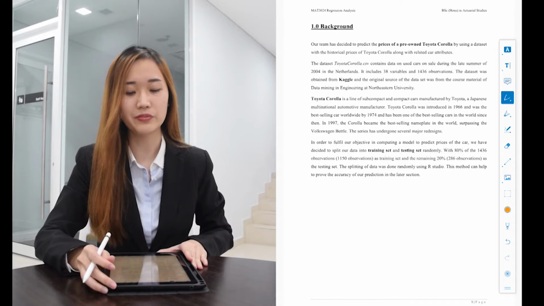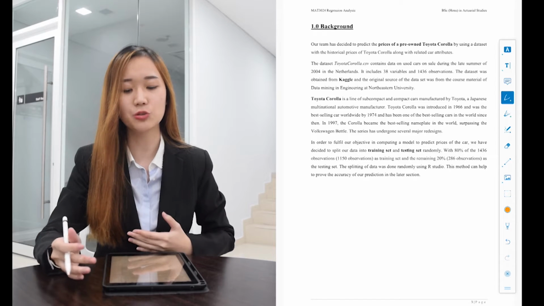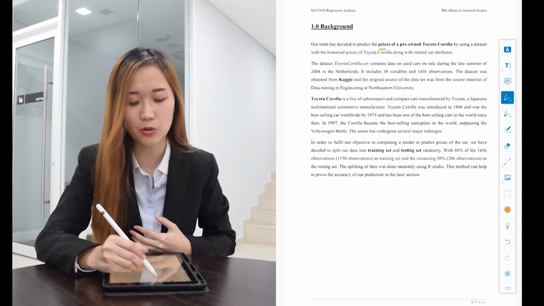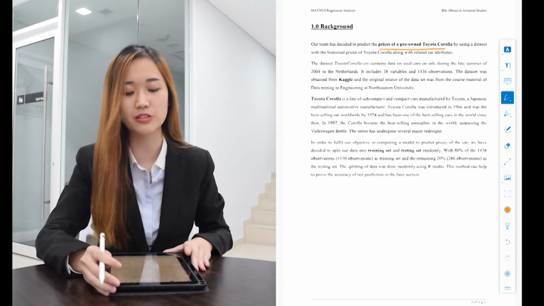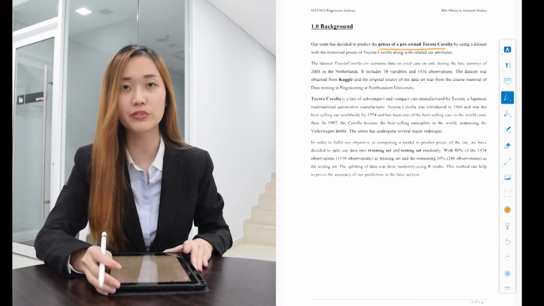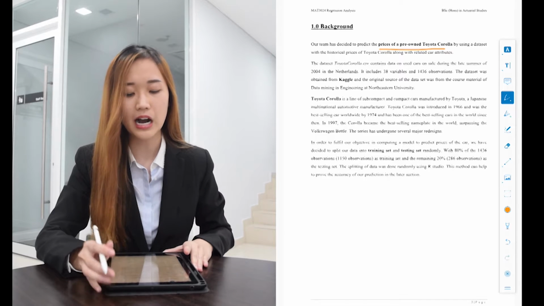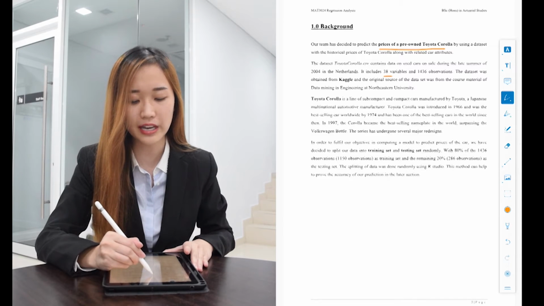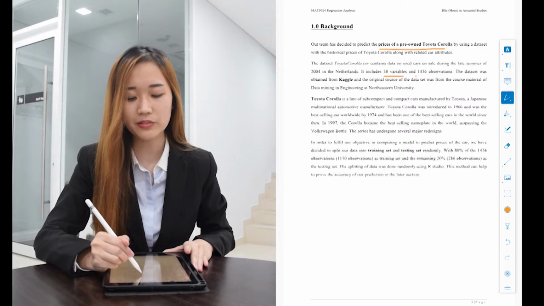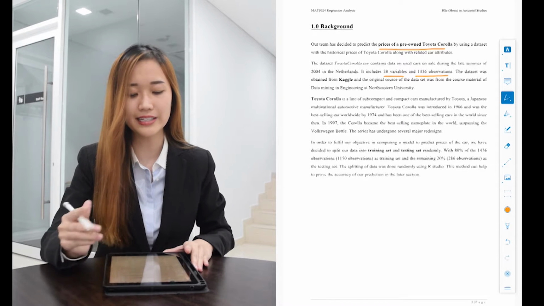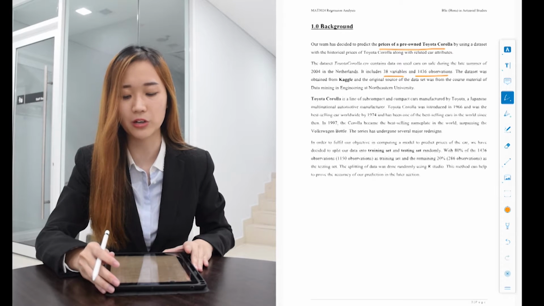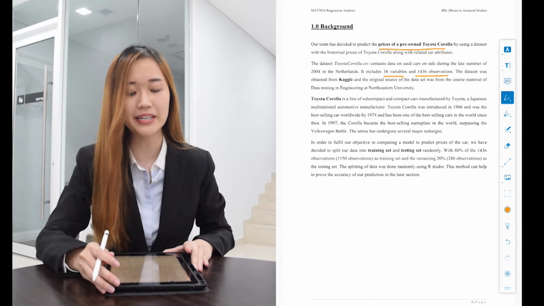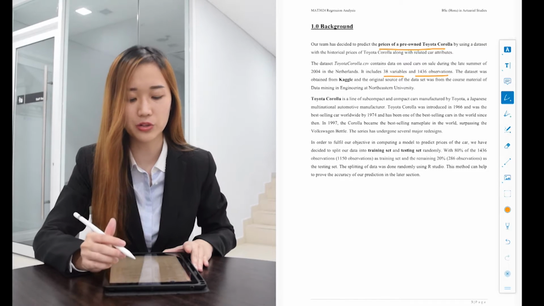So I'll start off with the background. Our team has decided to predict the price of pre-owned Toyota Corolla by using a data set with the historical price of Toyota Corolla along with the related car attributes. Our dataset includes 38 variables and 1436 observations. The dataset was obtained from Kaggle, and the original source of the dataset was from the course material of data mining in engineering at Northern University.